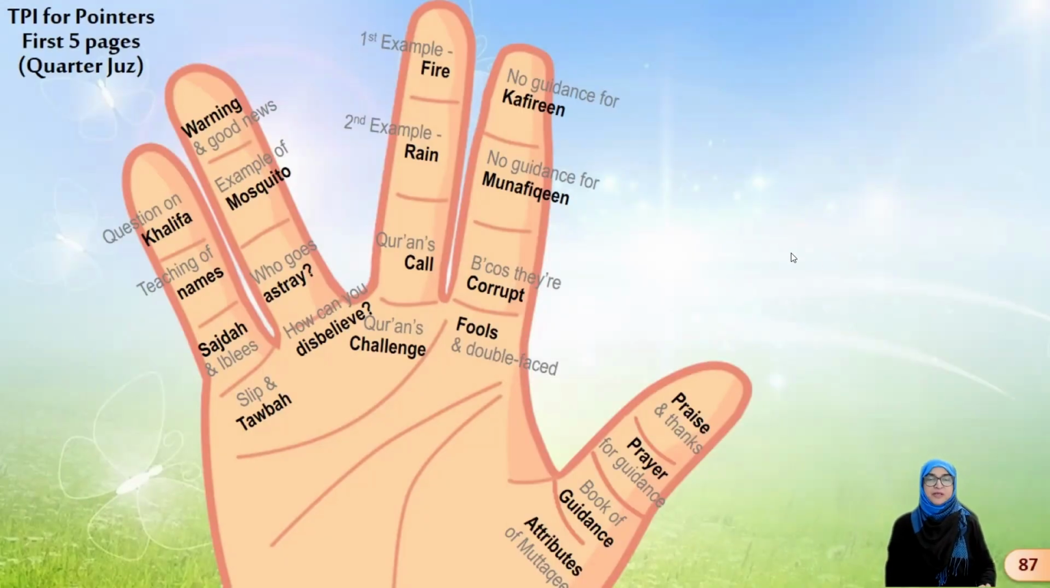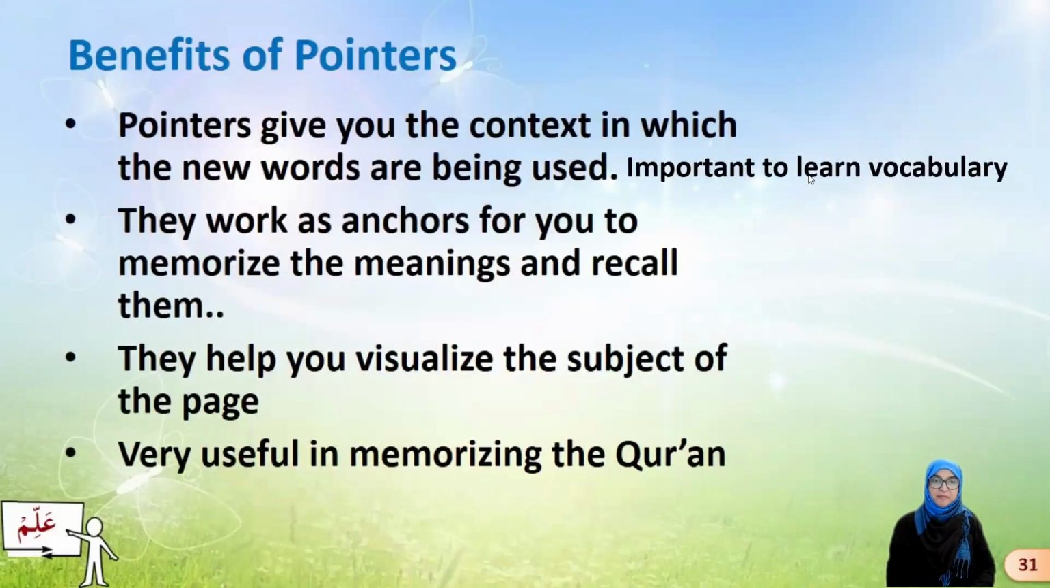So this is a TPI for pointers. The first page is for the whole of the quarter juz. So in this one hand, you will know the whole of the quarter juz. You will understand the meaning.